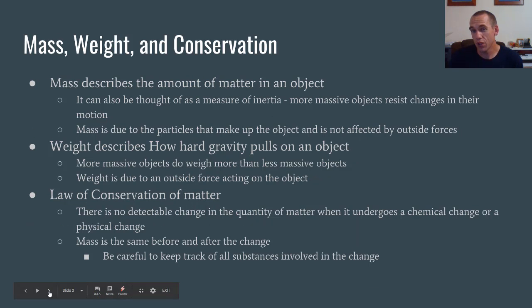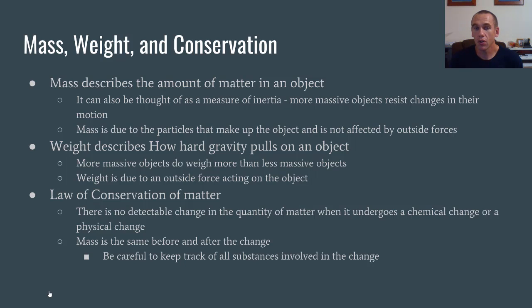Now, a couple things we should remember about matter. Mass is a measure of how much matter is in an object. It's really a measure of inertia. So one way to measure mass is to try to accelerate something and see how much force it takes. The more force it takes to accelerate it, the more matter it contains. So more massive objects resist change more.